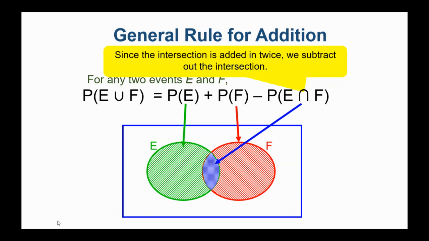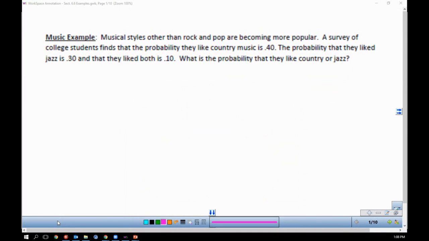Let's look at our first example for today. In all of our examples, I'm going to work it with y'all instead of clicking through the PowerPoint. So first example says music styles other than rock and pop are becoming more popular. A survey of college students finds that the probability they like country music is 0.40. As I'm reading this problem, I'm going to make note of that.